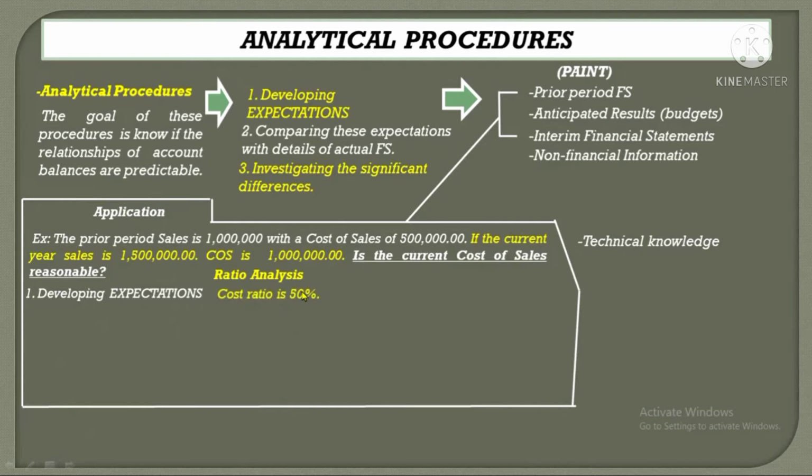So in developing expectations, we need to ignore this actual current year's cost of sales right here and apply this 50% cost ratio with the current year sales. So 1.5 million times 50%. So our expected current cost of sales should have been 750,000 and not 1 million if the sales and cost of sales relationship of the previous year was maintained.